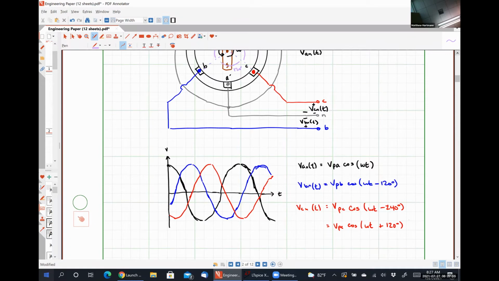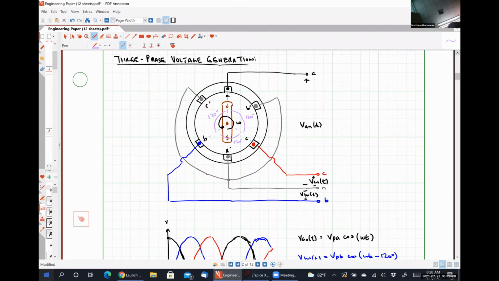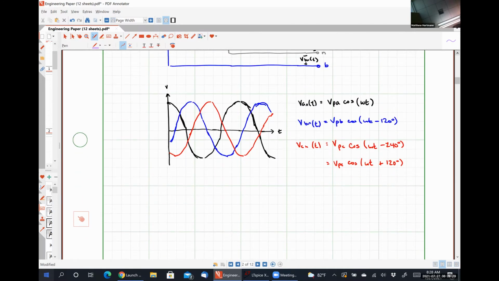Now, if the coils that are sensing the change in magnetic flux, so the coil that leads to terminal A, the coil that leads to terminal B, and the coil that leads to terminal C, are all identical in shape and in the number of turns or windings, then the magnitude of each phase voltage will also be identical. So under that condition, let me write that explicitly.